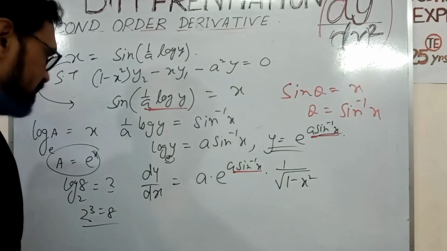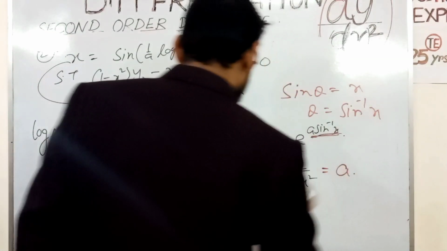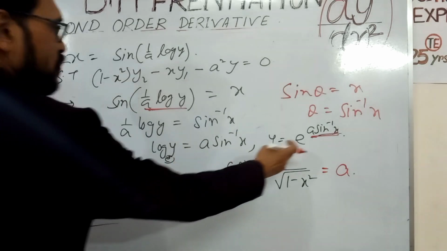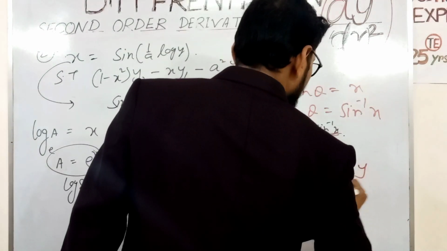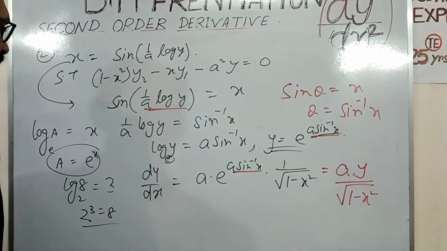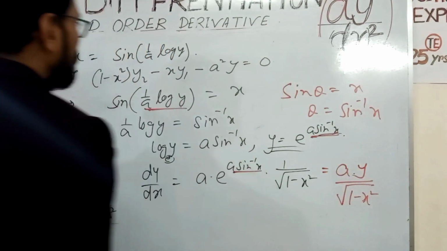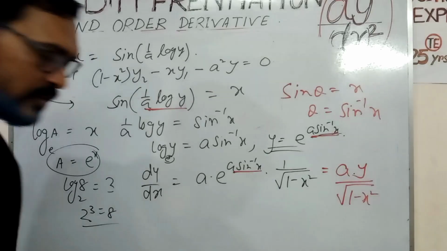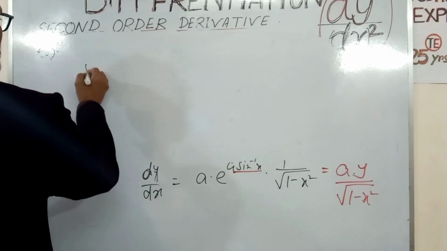Now a into e to the power a sine inverse x equals y. So dy by dx equals a y by root over 1 minus x square. Now this term is in terms of y and x form. No sine, no log term is present here. So let's multiply this.